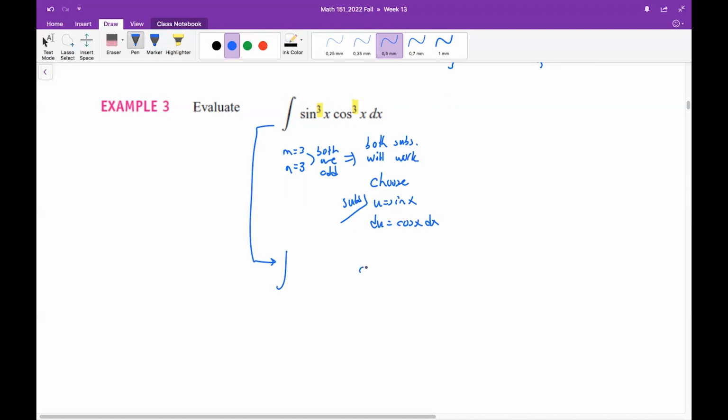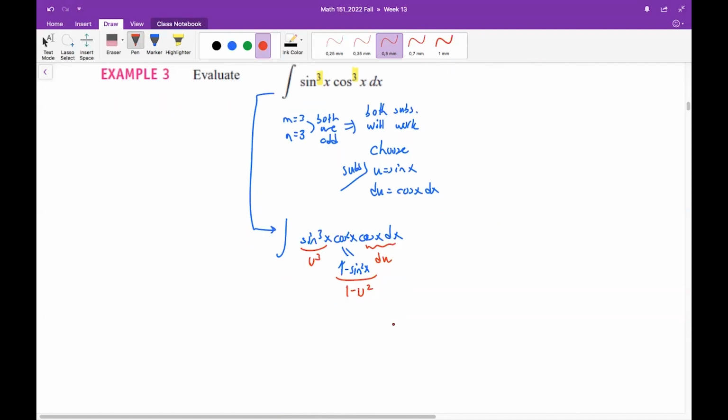Cosine x dx, just separate one of the cosine x to write it in terms of du, and what is left here is cosine square x and sine cube x. So let's start converting everything to u's and du's. This is du, and this part is u cube, and you know how to transform cosine square x to sine square x to use your substitution, right? It is 1 minus sine square x. That's why this part is also written as 1 minus u square.